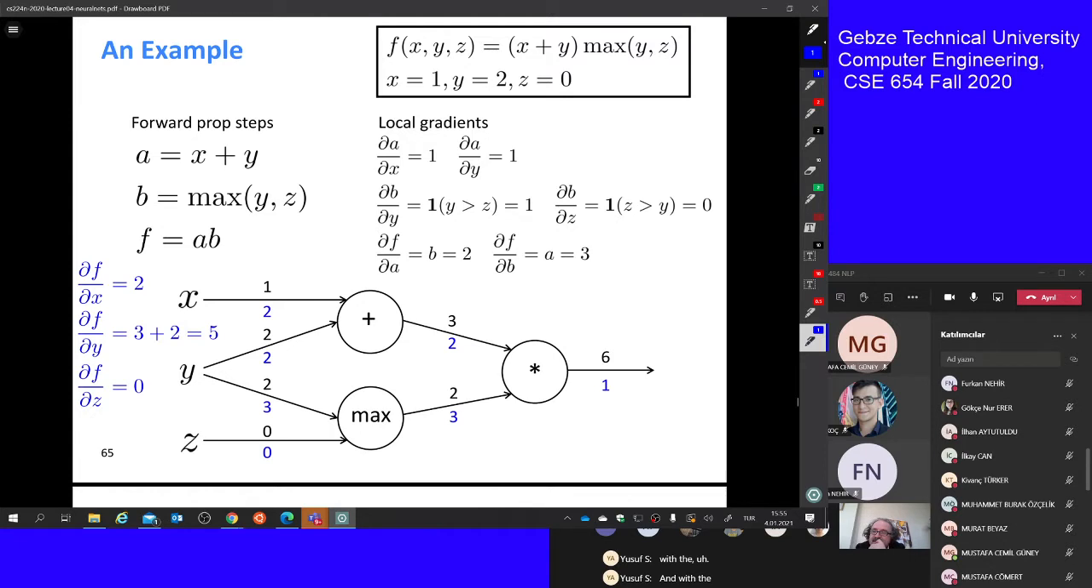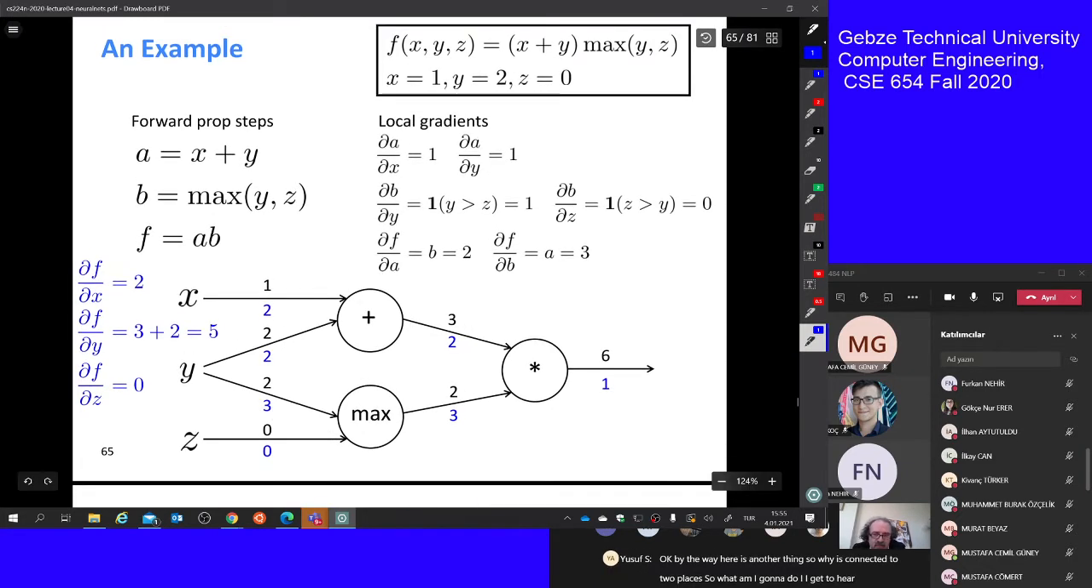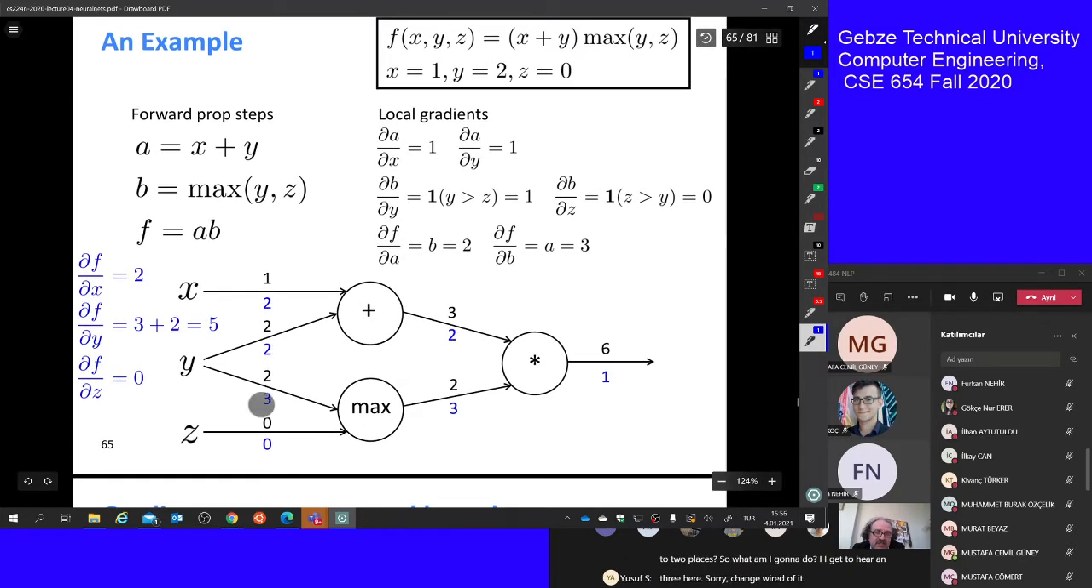back propagation. By the way, here is another thing. So y is connected to 2 places. So what am I gonna do? I get 2 here and 3 here. So change y a little bit. I will get 2 changes here and 3 changes there, and total is 5. So it looks like changing y has the most effect on the output. Changing z has no effect. Okay, any questions?